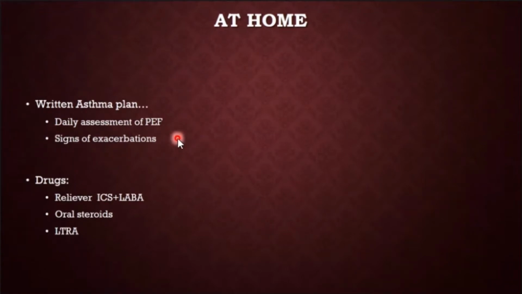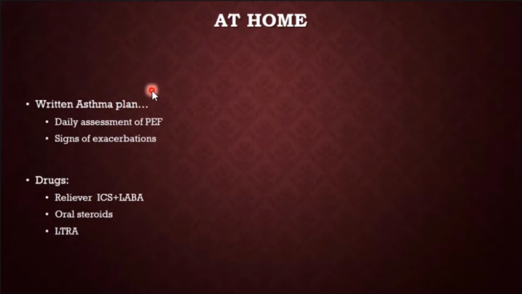They should assess their daily PEF and note down how much is the change in their peak expiratory flow every day. And the drugs which can be advised at home are basically the drugs they have been taking when they were stable, such as your reliever, inhaled corticosteroid and LABA combination. We can advise them to increase the dose or the frequency. They can even take oral steroids if this has been included in the asthma plan.